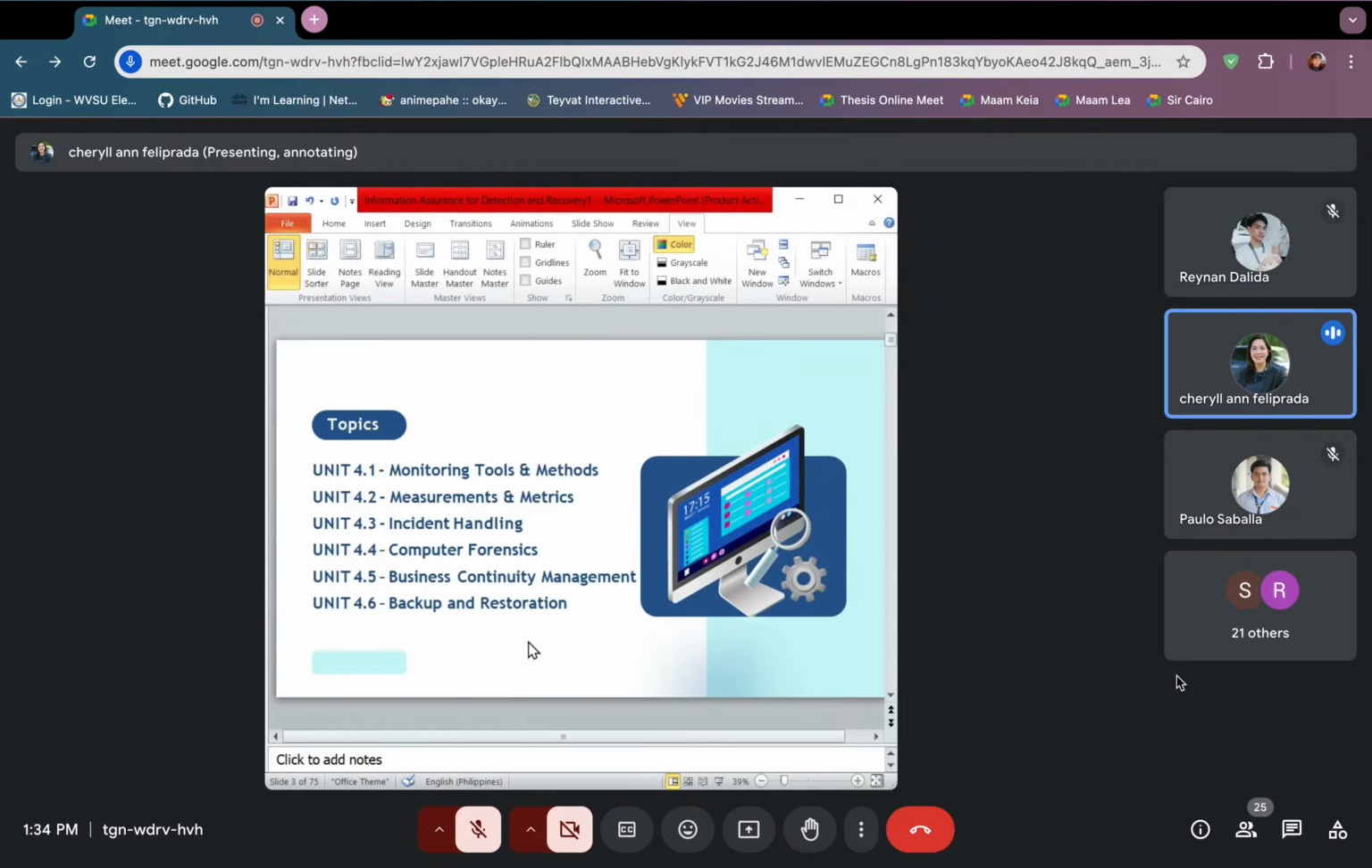From unit 1 to 6, it's monitoring, use methods, measurements and metrics, incident handling, computer forensics, business continuity management, and backup and restoration. But we're going to discuss only up until 3 subtopics here: incident handling, and then next we will continue with computer forensics up to the backup and restoration. So yeah, let's begin.